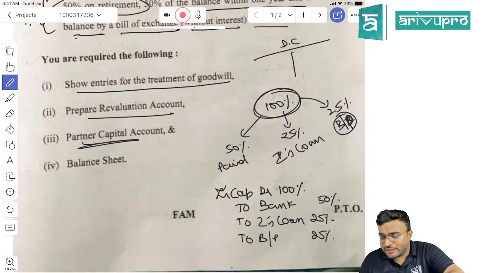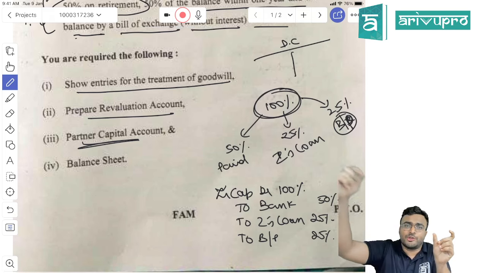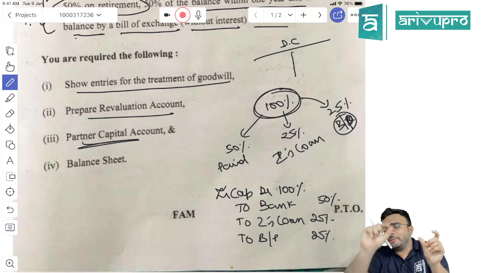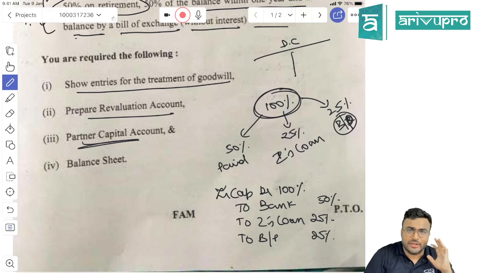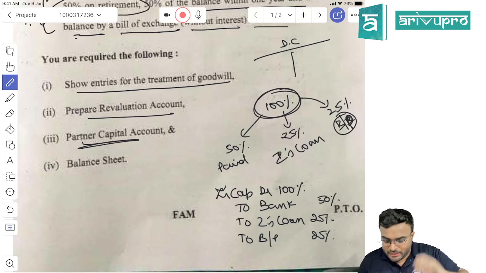Whatever you get at the end, 100% of what is there in Z's account, 50% will be paid, so that will be reduced from the bank balance. 25% will be treated as Z's loan, that will be there in the balance sheet. And the remaining 25% will be shown as bills payable in the balance sheet. Clear? And this is the balance sheet which you have to prepare.